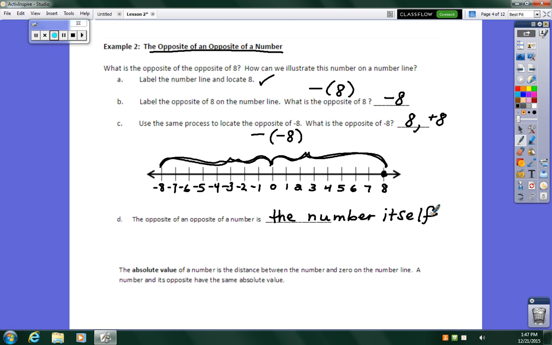The absolute value of a number is the distance between the number and 0 on the number line. A number and its opposite have the same absolute value. That's the most important thing in the whole lesson right now as far as I'm concerned. So, for example, positive 8 is 8 units away from 0, and negative 8 is 8 units away from 0. So let's go to the next page for another example.